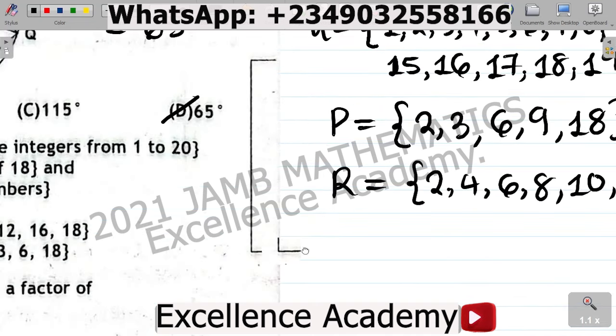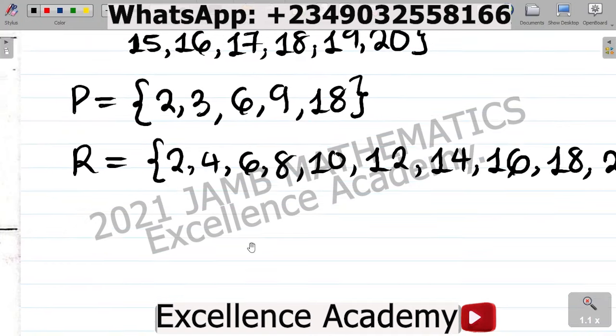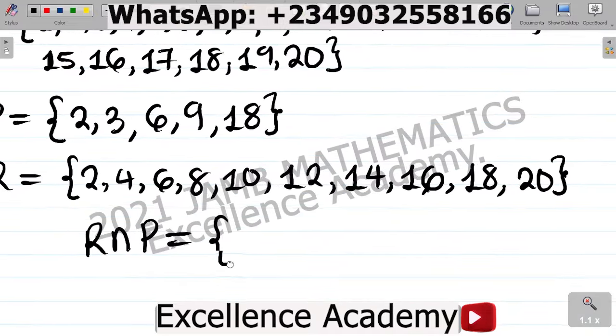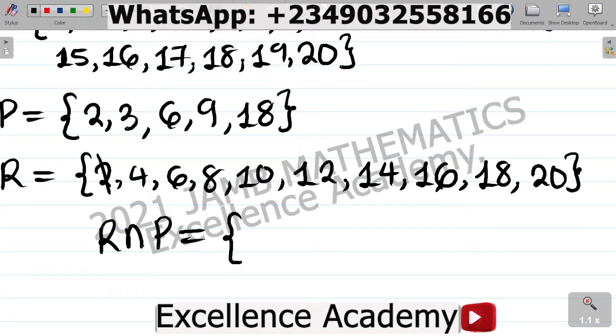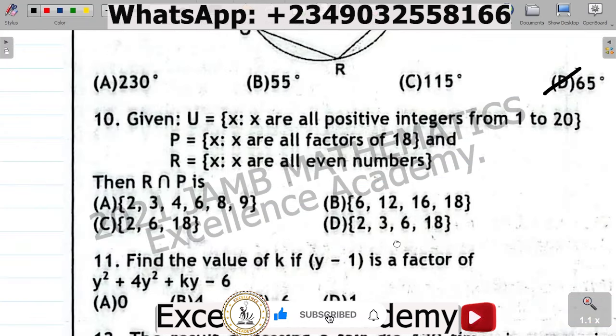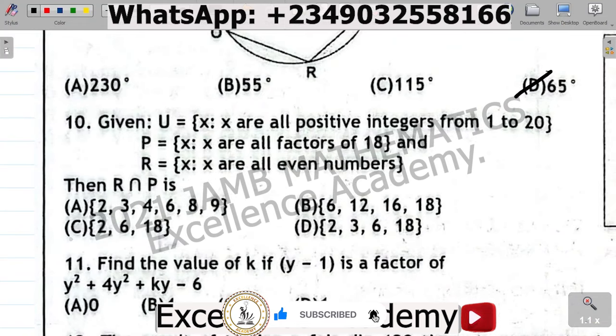The question here said we should find R intersection P. So R intersection P is equal to, what elements do R and P have in common? R has 2, this has 2. R has 6, this has 6. So I'll take 2, I'll take 6. R has what again? 18, and then 18. I think that's all. So the elements there are 2, 6, and 18. Let's see. Do we have 2, 6, and 18? Yep. That's option C. And that's the correct answer.